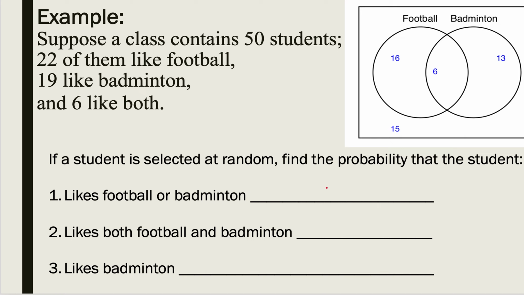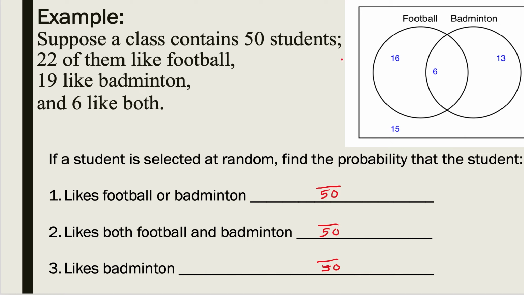So I know that on all of these problems, there are 50 students altogether. So I can go ahead and fill in the total at the bottom. Everything's going to be out of 50 because there are 50 students in the class. All right, so now I'm going to go to my diagram, and the first problem says, how many students like football or badminton? Remember that with an or, it just means that they have to satisfy one condition. They can satisfy both, but at a minimum, they just have to satisfy one condition.